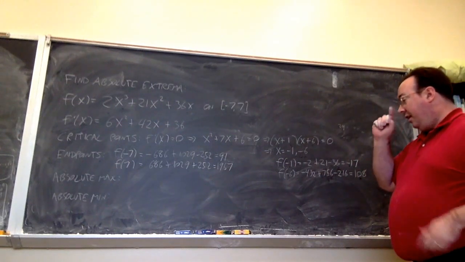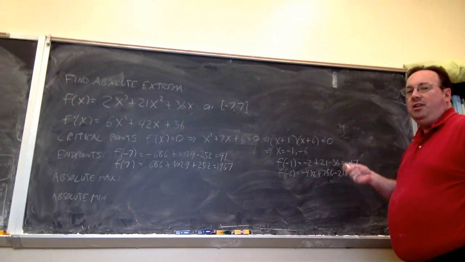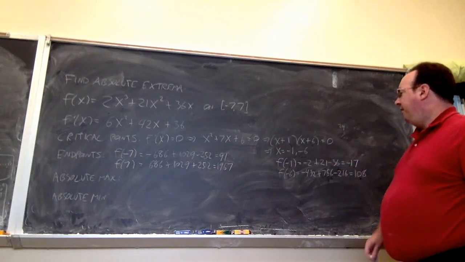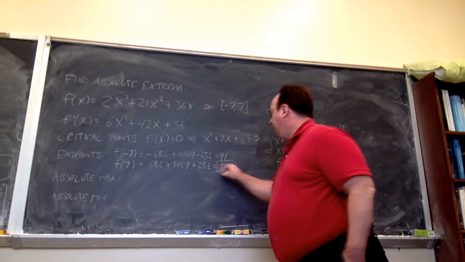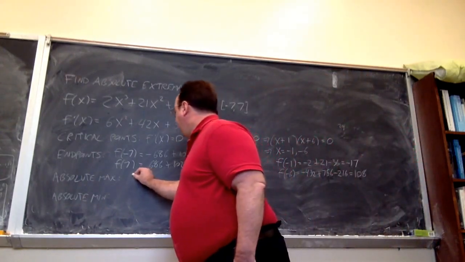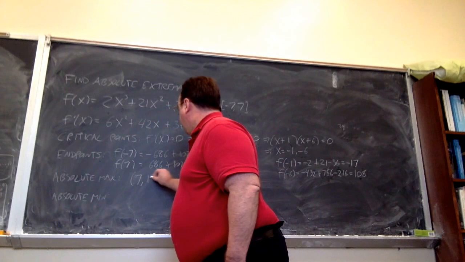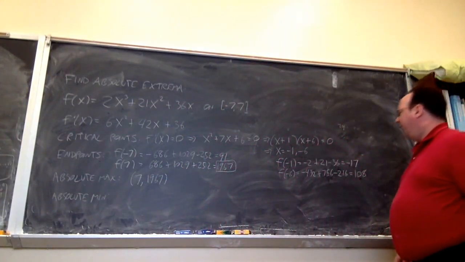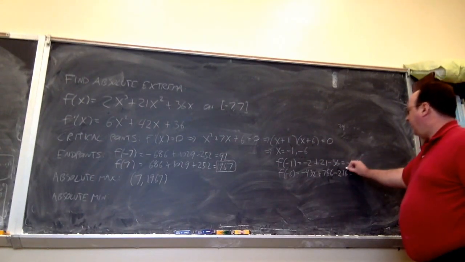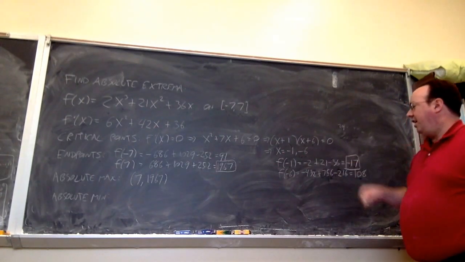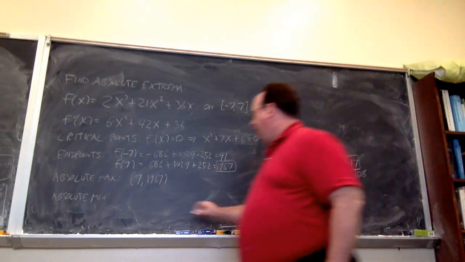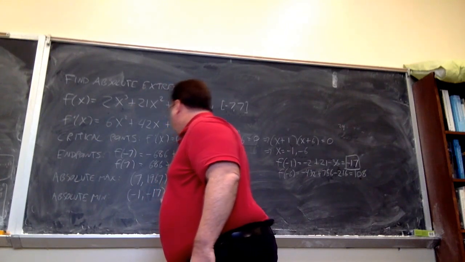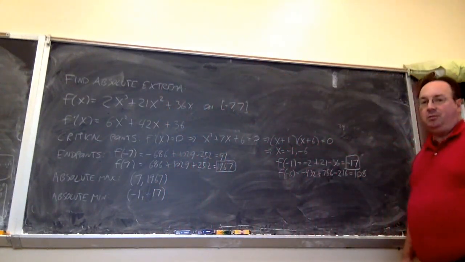So what we have to do is, once we substitute the critical values and the endpoints into the original function, we just check to see who are the winners. Which one is largest, which one is smallest. Largest is the absolute max, smallest is the absolute min. So here we have the largest value, 1967. At x equals 7, the y value is 1967, so that is the absolute max. And then the smallest value is this one, -17, which occurs at x equal to -1. So I get -1 and -17 for the absolute min.